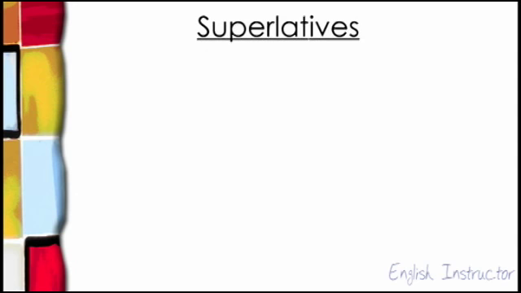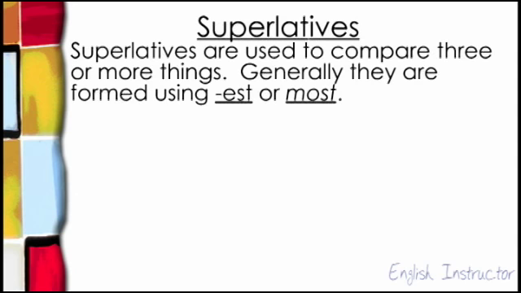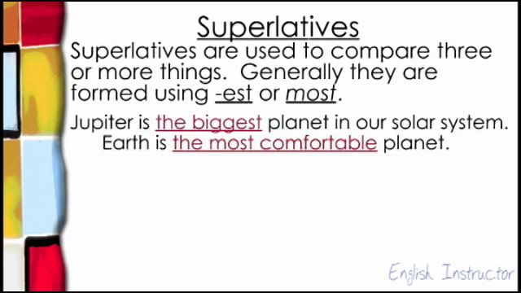Let's continue with superlatives. As previously noted, superlatives are used to compare three or more things. Generally, they are formed using est or most. Let's look at two simple examples. Jupiter is the biggest planet in our solar system. Earth is the most comfortable planet. Notice the adjective big only has one syllable, so we say the biggest. Notice comfortable has three syllables, so we say the most comfortable. Also note the article the is used in front of a superlative.